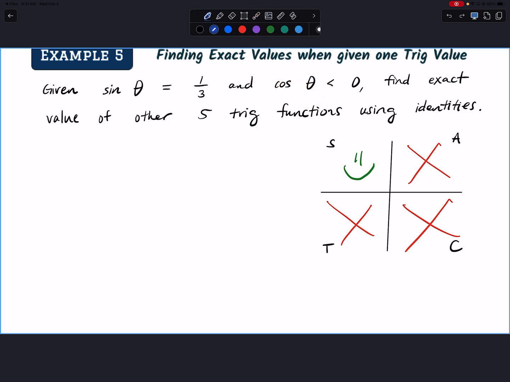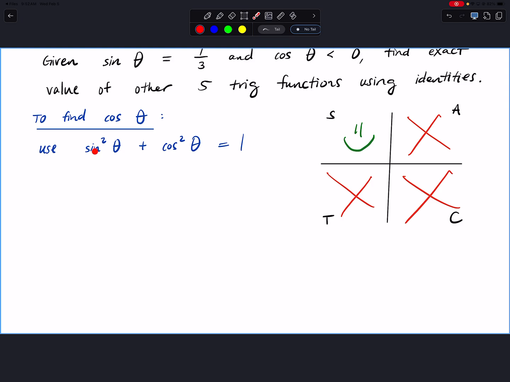Okay? So to find cosine of theta, we can use sine squared theta plus cosine squared theta is equal to 1. So sine squared is the same thing as sine, parentheses, squared. What was sine? 1/3. So this would be 1/3 squared plus cosine squared is equal to 1. To square a fraction, square the top, square the bottom. What's 1 squared? 1. 3 squared? 9. Okay. This is a college class. This is the same thing as 9 over 9, if I'm getting a common denominator. 9 over 9 minus 1/9 is 8 over 9.